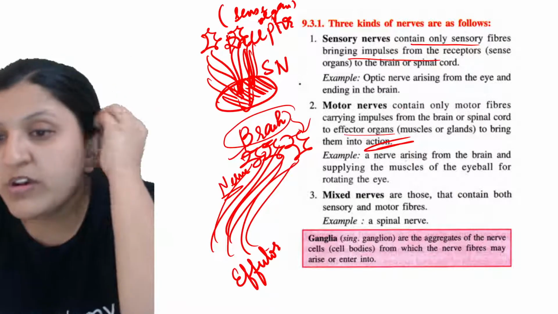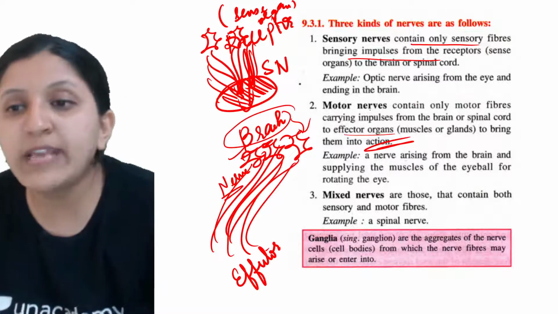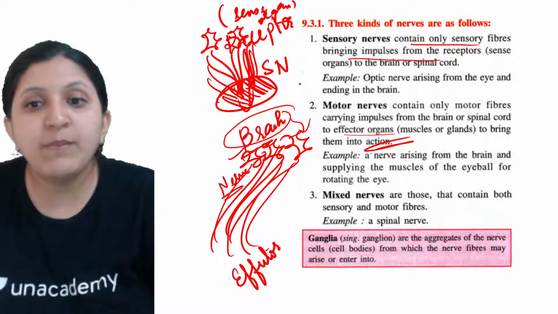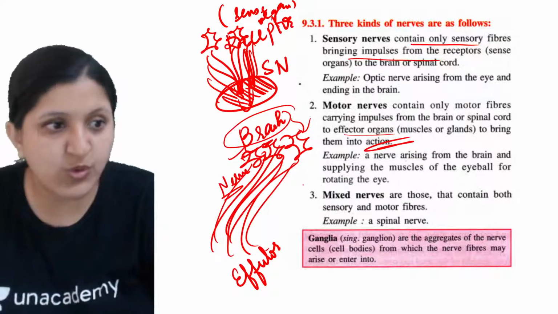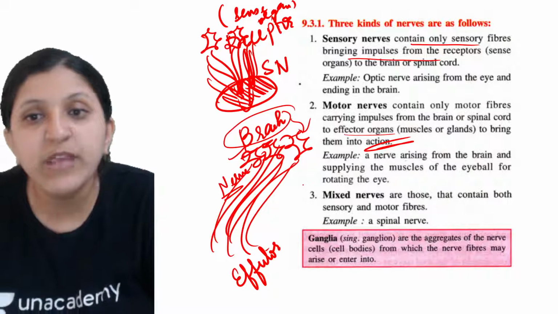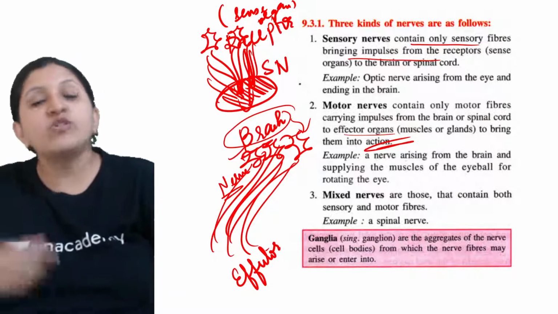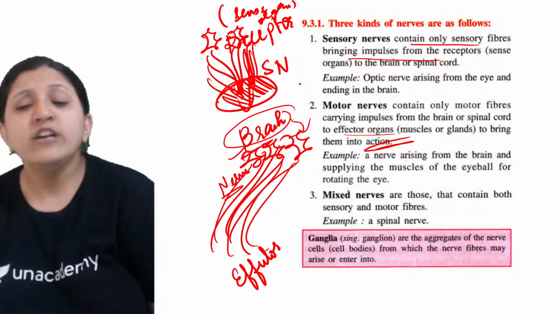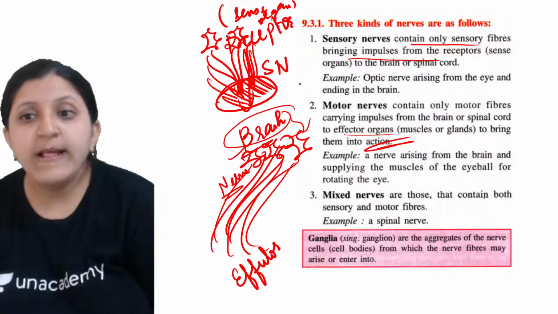Okay, so a nerve fiber arising from the brain and supplying the muscles of the eyeball is for rotating the eye. So rotation of the eye, when we mention, is occurring because muscle coordination is occurring. Okay, so mixed nerves are those that contain both sensory and motor neurons.